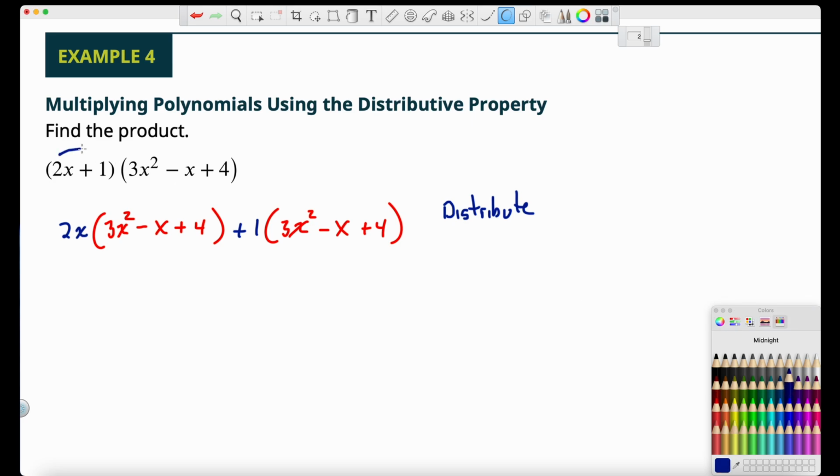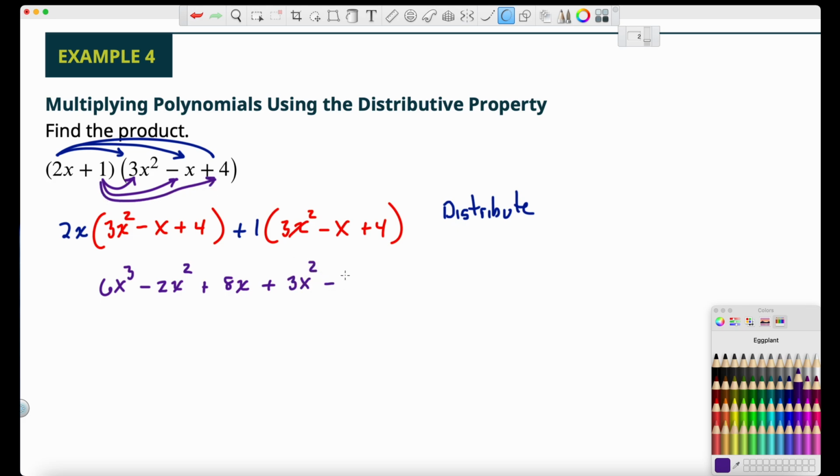Color coded it, maybe you can see it a little better. So here we're distributing the 2x first. 2x times 3x squared. Remember our rules for multiplying exponents. We have the same base x, and we're going to add 1 plus 2 is 3. Okay, did that. Now I'm doing the second part. I'm distributing the 1 into this trinomial.